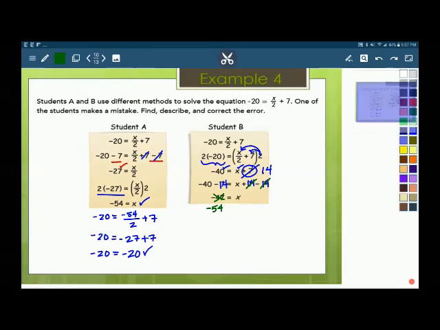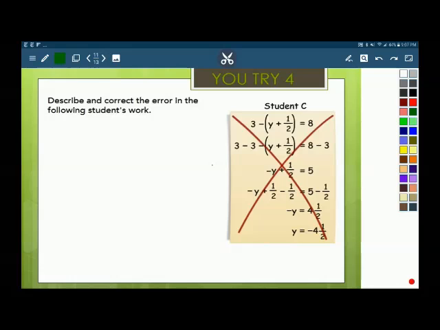Okay, so we found an error in student B's work. Let's have you give this a try in your fourth Your Try. Read student C's work of the equation 3 minus the quantity y plus a half equals 8. I want you to read through each line and describe and correct the error in the following student's work.